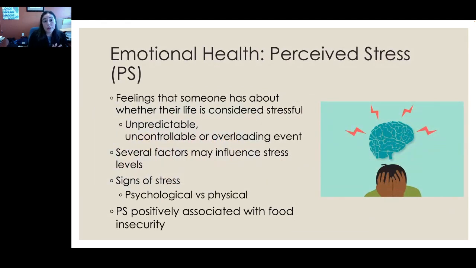We included some emotional health measures, including perceived stress. So stress is our body's response to pressure, and perceived stress are the feelings that someone has about whether their life is considered stressful, based around events that are unpredictable, uncontrollable, or overloading. These events may influence stress positively or negatively, depending on a person's coping mechanism. And signs of stress can be psychological, such as depression, or physical, such as GI disturbances. Research has shown that perceived stress is positively associated with food insecurity.